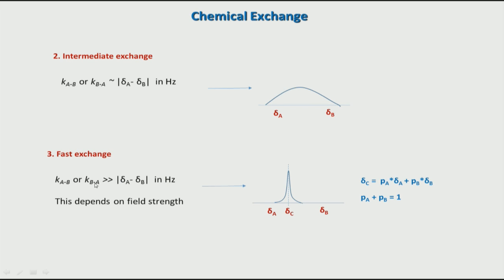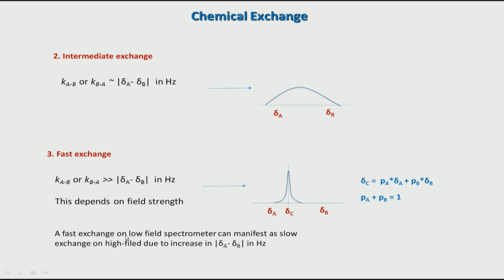So, therefore, the exchange rate will not change with spectrometer, right. The exchange rate is a constant, it is only constant for that process. So, by simply changing the spectrometer at the same temperature, of course, exchange rate will depend on temperature, pH, but it will not depend on spectrometer frequency. But the exchange rate can now be called slow or fast based on the value in hertz. So, therefore, a fast exchange on a low field spectrometer, let us say 200 megahertz, can become a slow exchange on a high field spectrometer, suppose 800 megahertz, because this will now increase.